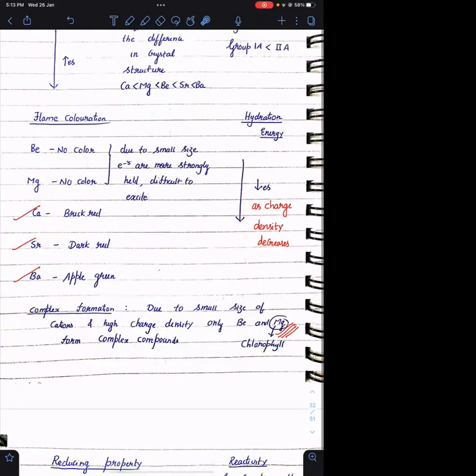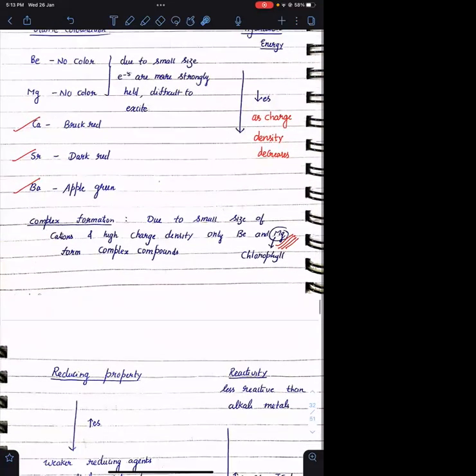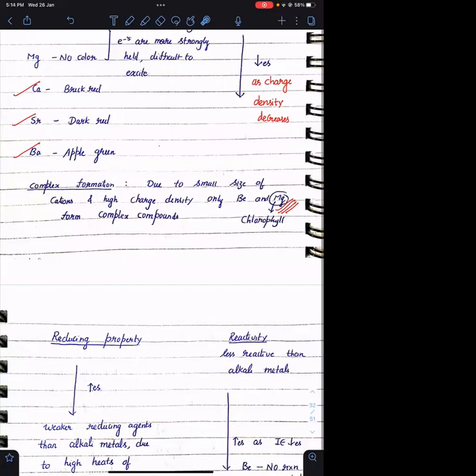Hydration energy decreases down the group as charge density decreases. The more the charge density, the more unstable it will be. In order to attain stability, more and more hydration is going to happen. So hydration energy or hydration decreases down the group. In case of complex formation, only beryllium has a greater tendency to form complexes. Along with that, magnesium also has a slight tendency to form complexes. It forms a complex with chlorophyll, or chlorophyll has the complex of magnesium.